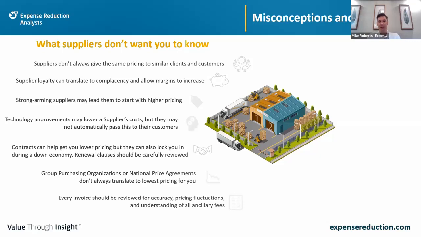I think this is a broad category, but technology improvements is where we start here. They may lower our suppliers' costs, but they may not automatically pass this on to the customers. Also, what we're seeing is inflation has inflated prices across the board. We're starting to see some easing in some inflationary pressures in certain categories.